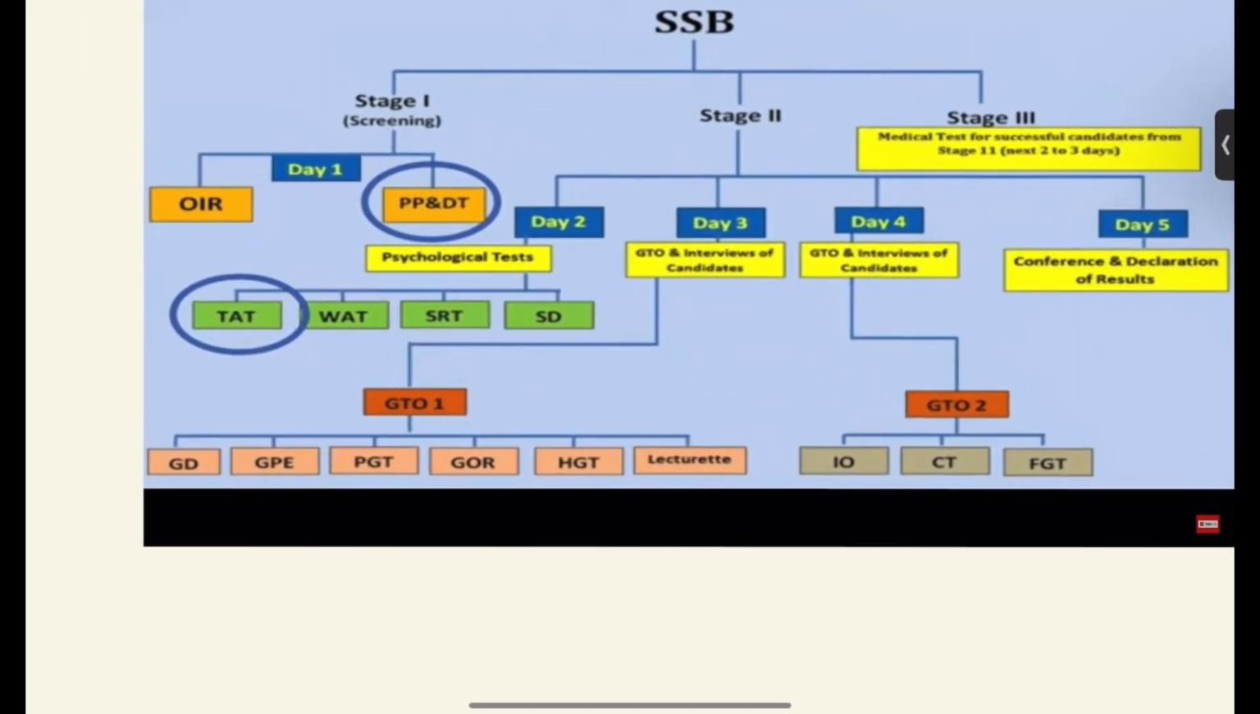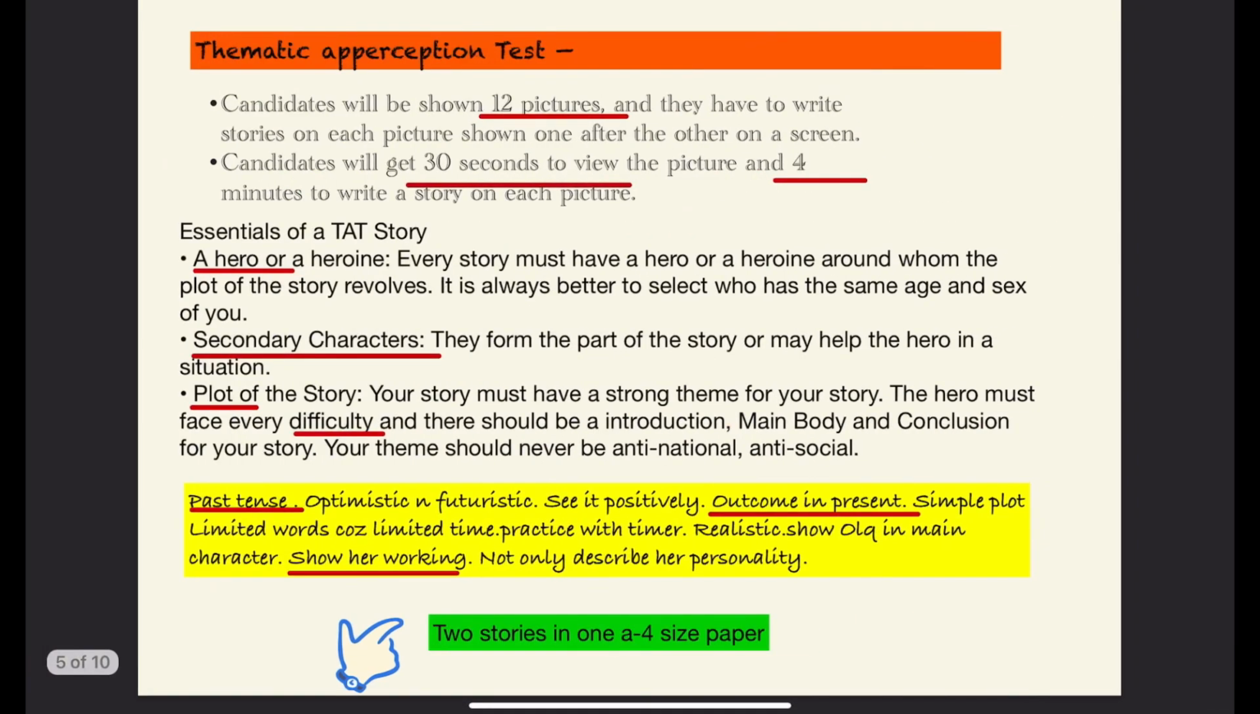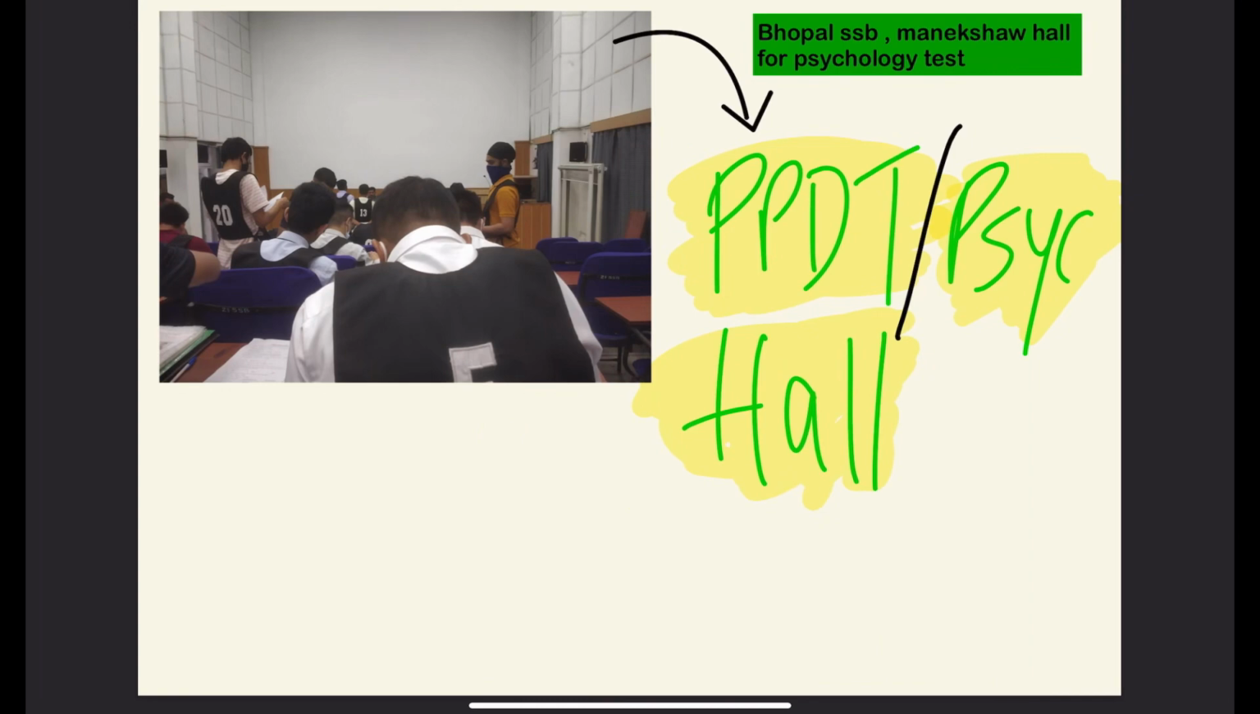So it takes place on the second day. On the second day, your TAT, WAT, SRT, and SD test takes place. TAT is thematic apperception test. So what is TAT? We will look into that. This would be the hall where your TAT will take place. The same hall, it is called the Manik Shah Hall in the Bhopal SSB. You will be sitting on this chair.